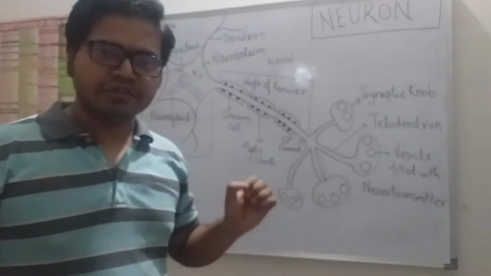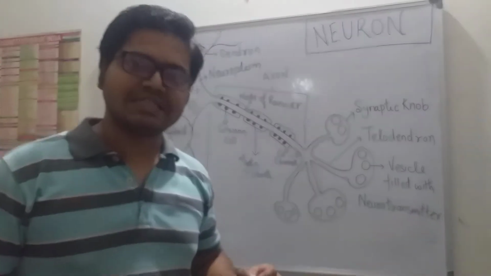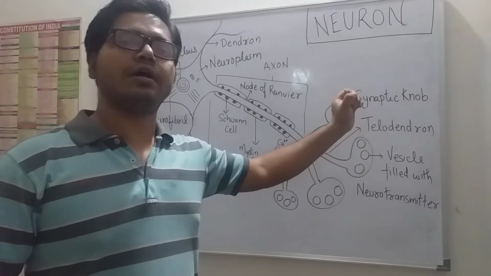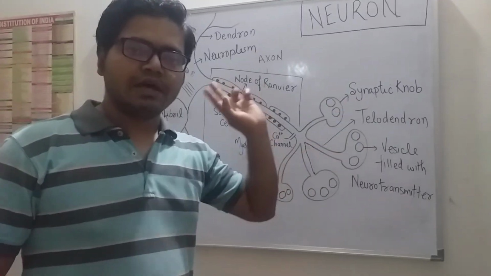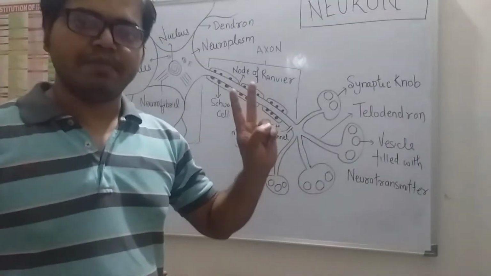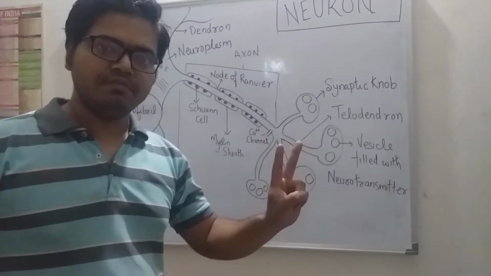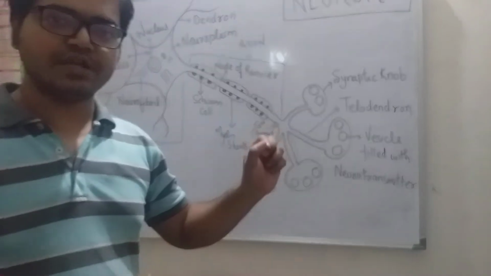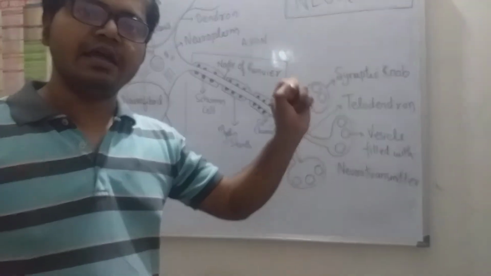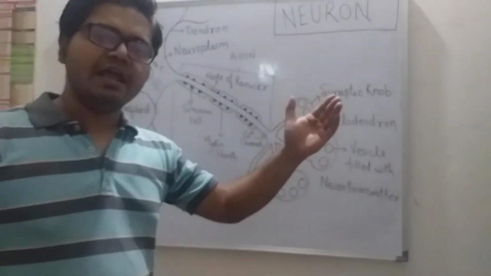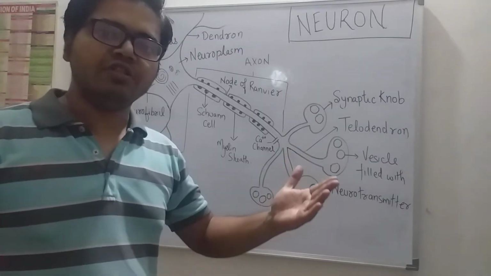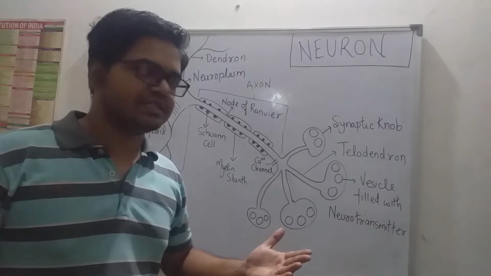Our body is made up of 11 organ systems. Nervous system is one of the 11 organ systems. There are two main organs which are present in the nervous system. Those are brain and spinal cord. Nervous system is made up of brain and spinal cord. Brain and spinal cord are made up of neurons and neuroglia cells.